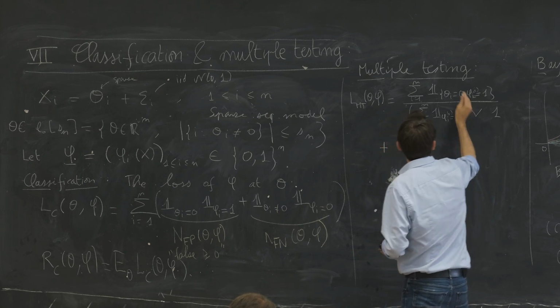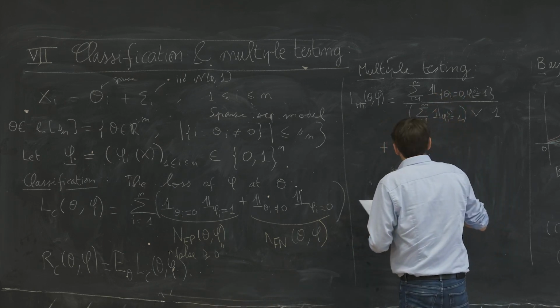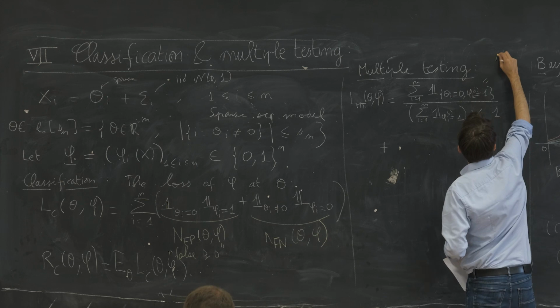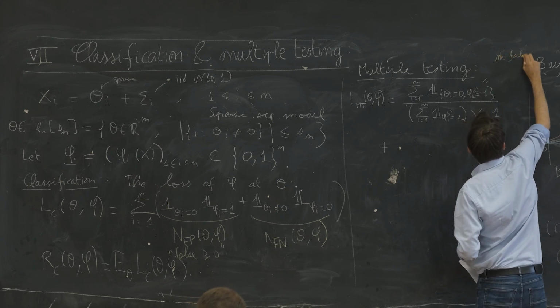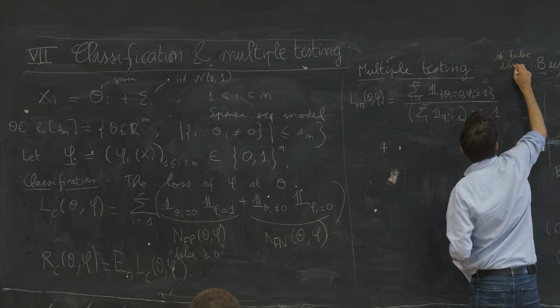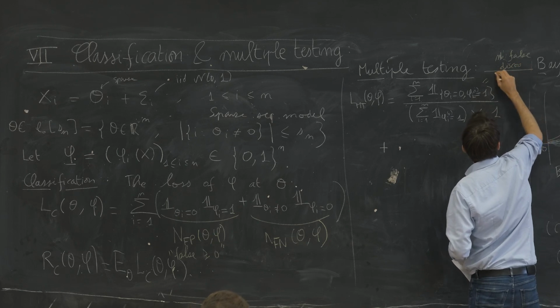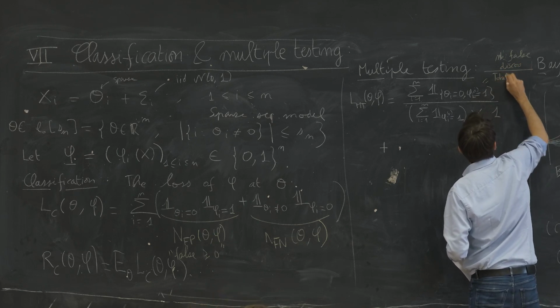So that's called the false discovery proportion. Let me just write it. So that's the number of false discoveries divided by the total number of discoveries.